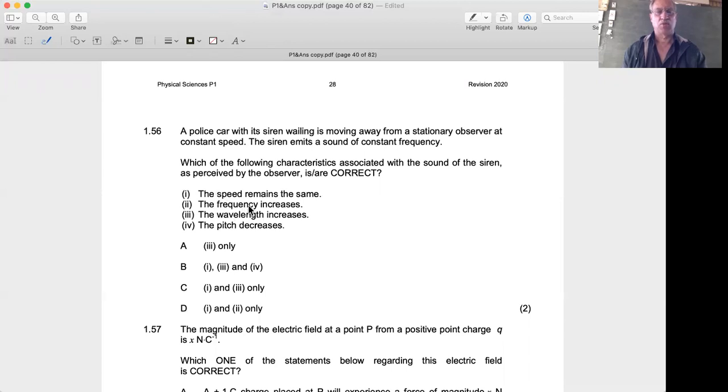The frequency will decrease. So that must be the pitch decreases, 1 and 4. That's 1 and 4 only. The wavelength increases. Yeah, that's just 1, 3, and 4. Okay. So there's the answer, 1, 3, and 4.